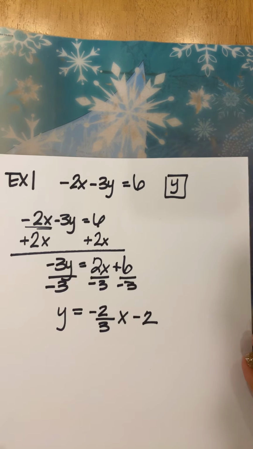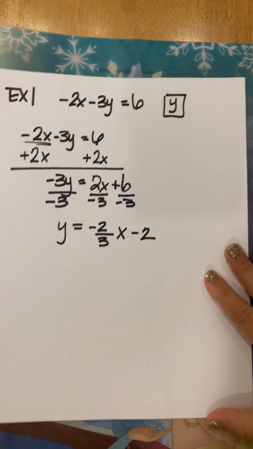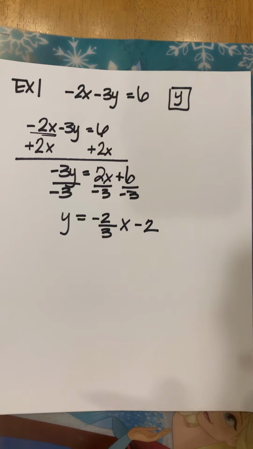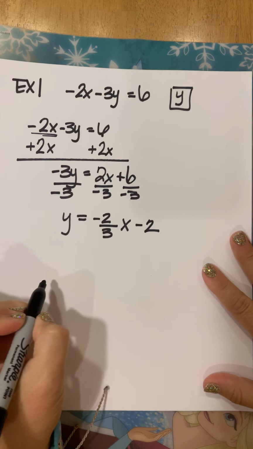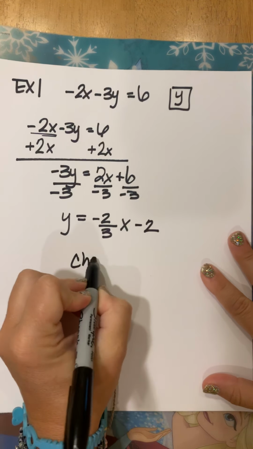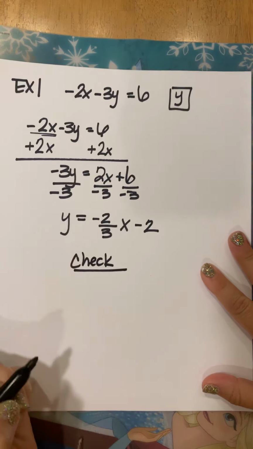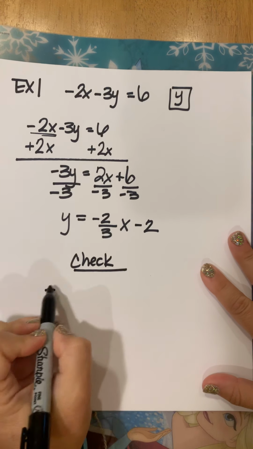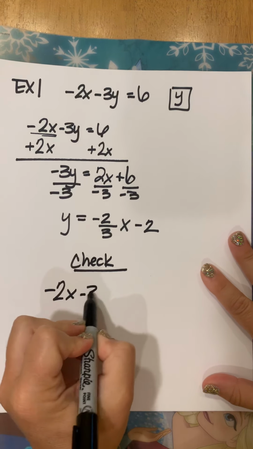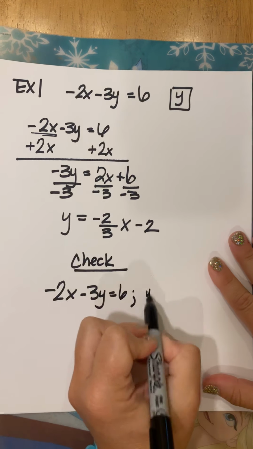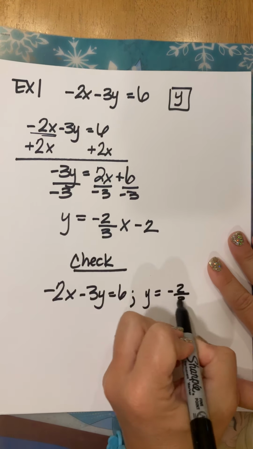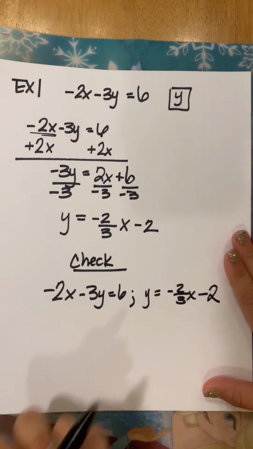All right, so let's real quick go ahead and check this. I'm probably not going to take the time to check the rest of them, but I can see some of you going, well, how do I check that? I don't know what to do. So remember for our check, I don't have other color Sharpies, so it's just going to have to be in black. I write my original equation, negative 2x minus 3y equals 6, semicolon, what we think y is equal to, negative 2/3 x minus 2.